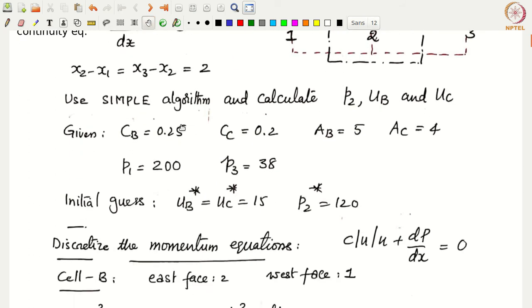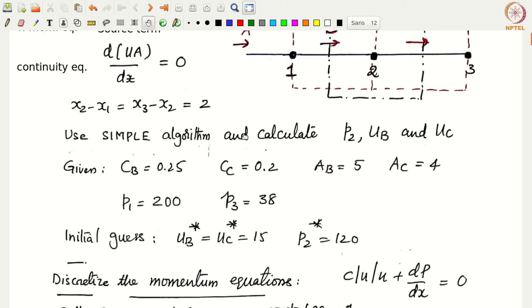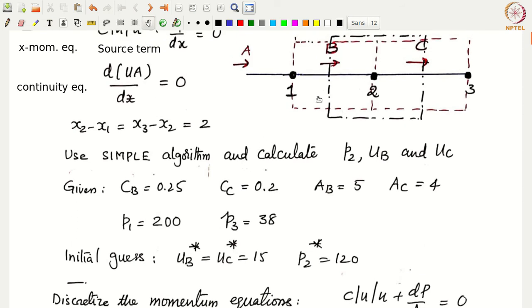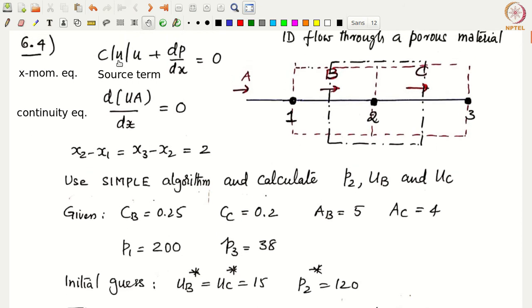If you remember the SIMPLE algorithm, what we do is write the momentum equations for the velocity control volume. That means we have to discretize the momentum equation at B and at C. Then we write an equation for velocity corrections in terms of pressure corrections from these momentum equations, for the staggered control volumes B and C. Then we write the continuity equation for cell 2, that is the primary cell, the pressure cell.